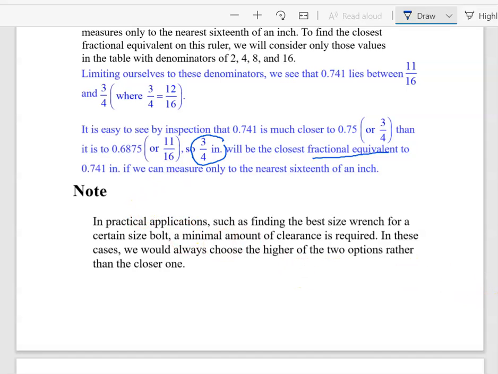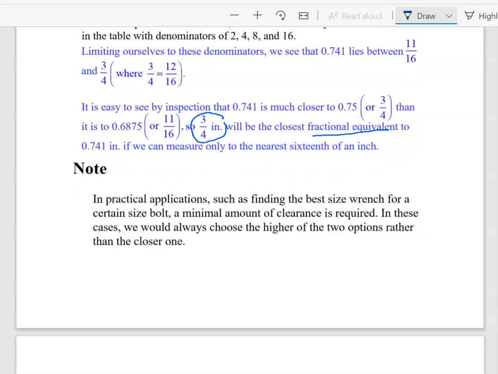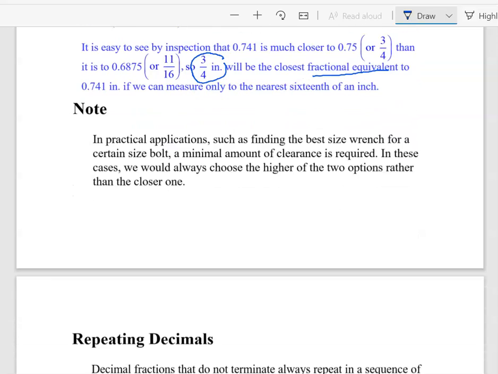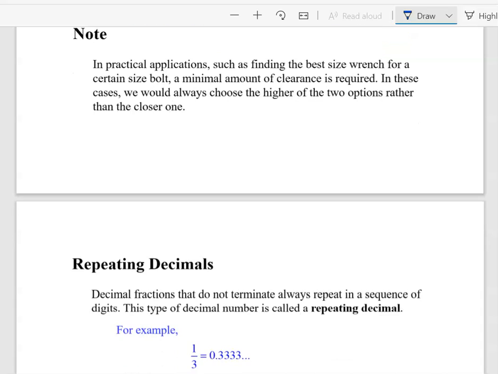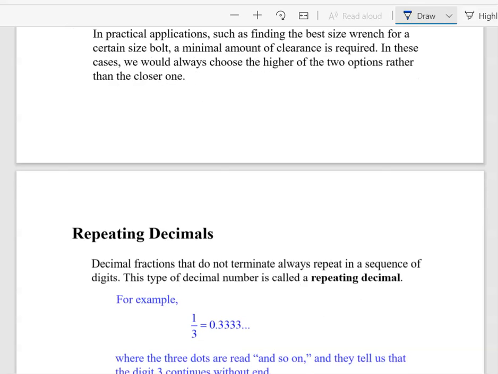In practical applications, such as finding the best size wrench for a certain size bolt, a minimal amount of clearance is required. In these cases, we would always choose the higher of the two options rather than the closer one, because if it was too small, it wouldn't fit at all, right? So you'd want to pick the one that was bigger always, not necessarily the one that was closer when you're talking about those bolts and wrenches.